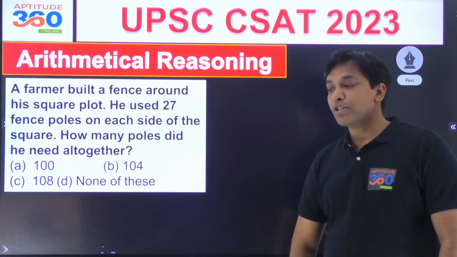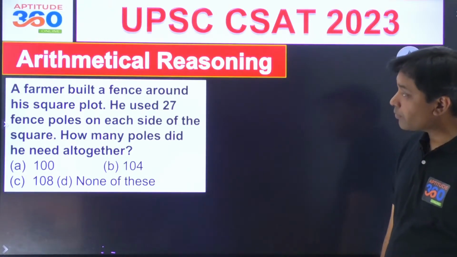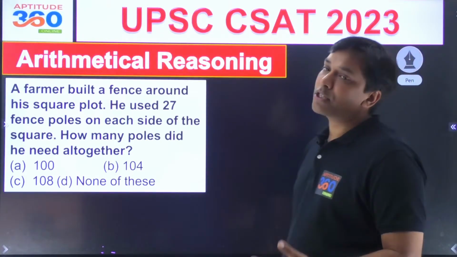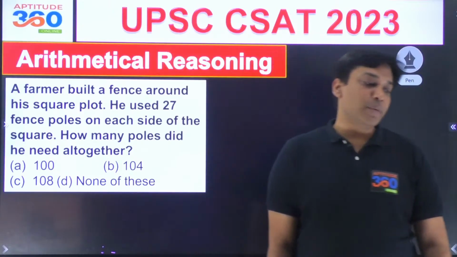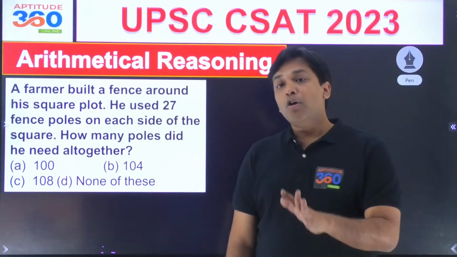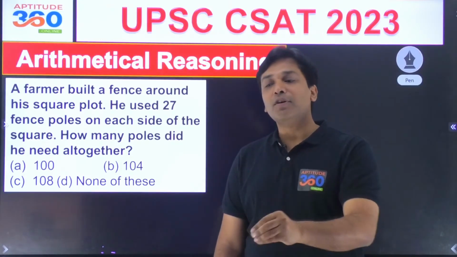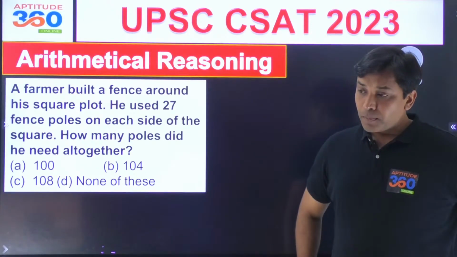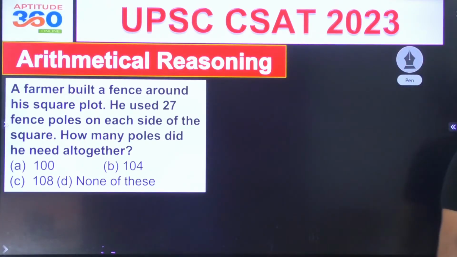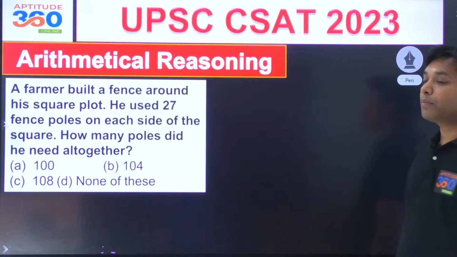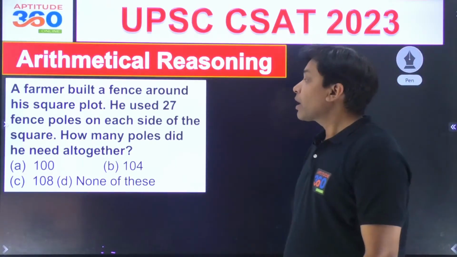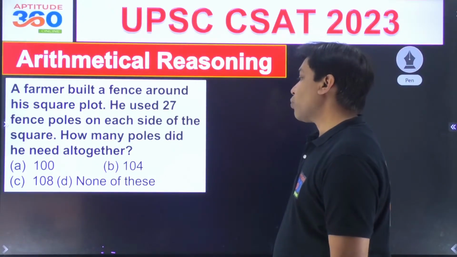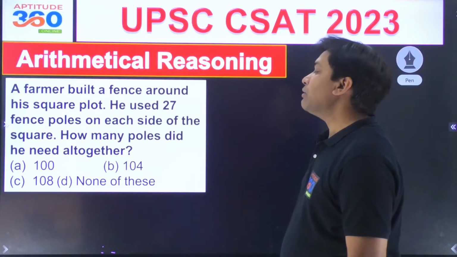What is the answer, people? What is the answer of this problem? So way too simple problem, and there is always a possibility that you come across such problems in your examination. So nowadays it is being observed that 3, 4 problems from logical reasoning are coming only from arithmetical reasoning section. What is the answer? A farmer built a fence around his square plot. He used 27 fence poles on each side of the square. How many poles did he need altogether?